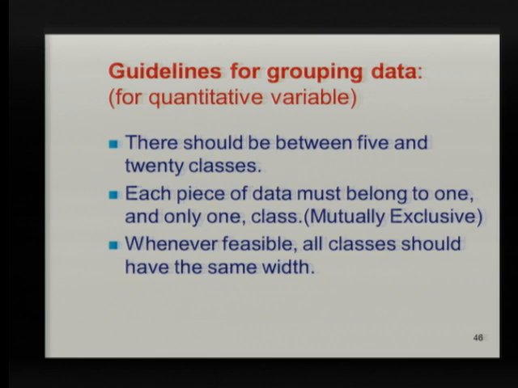Usually, you don't want too many classes, and it depends on how many pieces of data you have. The general guideline is that it should be between 5 to 20 classes. It depends on sample size, how big your data is. If you only have 5 pieces of data, it doesn't make sense to have 20 classes, right? So it really depends. And each piece of data, of course, should go into only one interval.